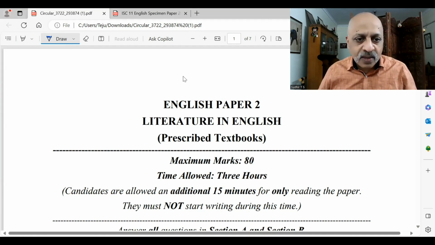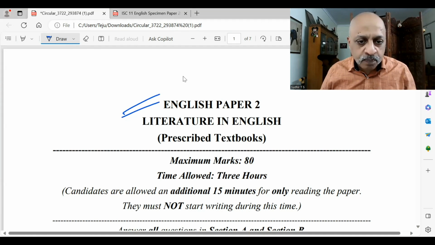Okay, now let's get started with the ISC class 11 specimen paper. Specimen paper पहले देखते हैं. Okay, so you can see the paper on your screen, the English literature. This is a specimen paper.